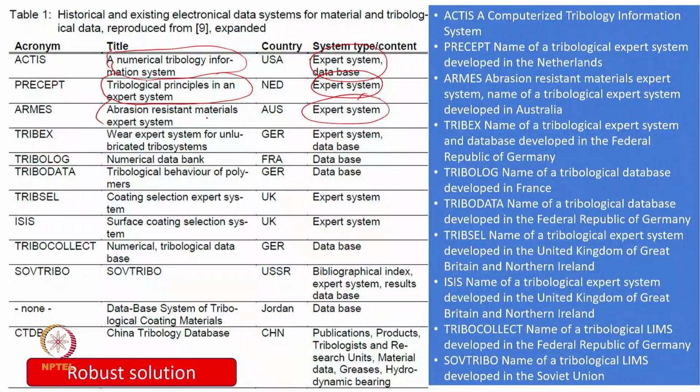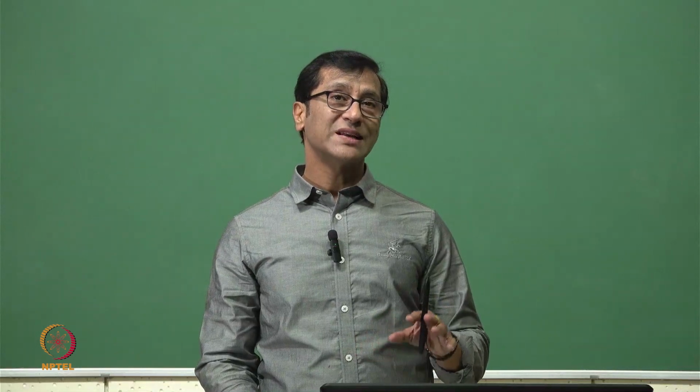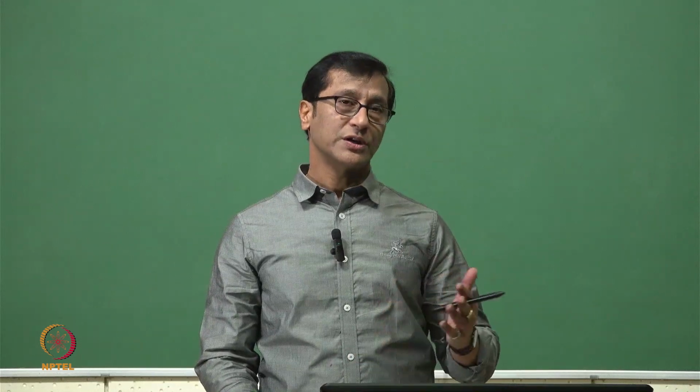Here you can see the abrasion resistant material expert system, an expert system for unlubricated tribological systems, a numerical data bank, and tribological behavior of polymers. So there are a number of databases available in the literature. It's not that we are doing this for the first time or learning for the first time. These are already available, so we should be able to utilize this data in a proper manner. That's the aim of this course, that we learn from history what people have done, and then effectively utilize those data for our purpose.